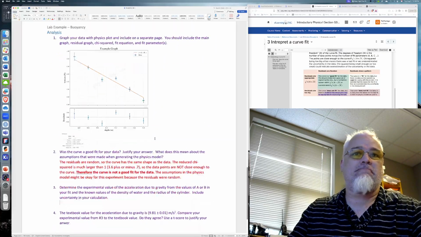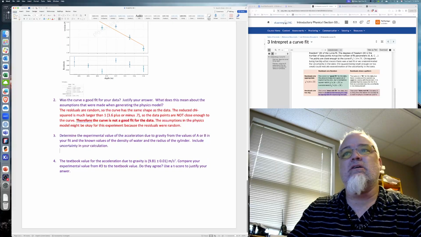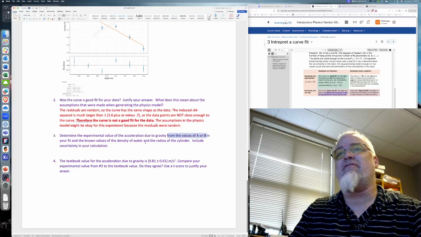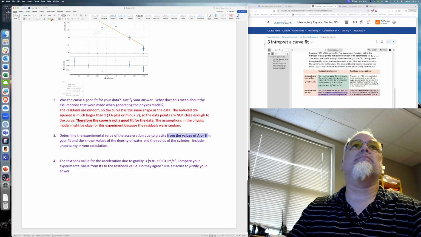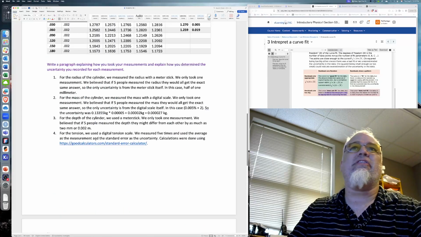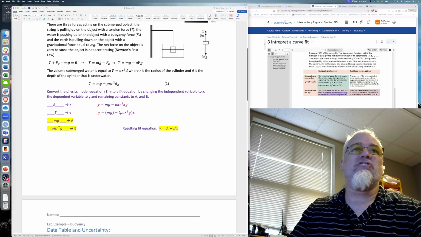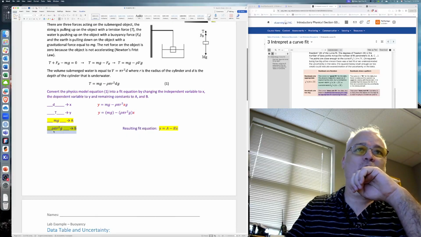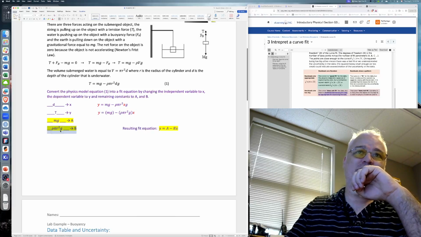So how do we do this? Notice it says, determine the experimental value for the acceleration due to gravity from the values of A or B. This is really, really important. It means that we are going to start with A and B to get our answers. So I know that B is equal to rho pi r squared g.